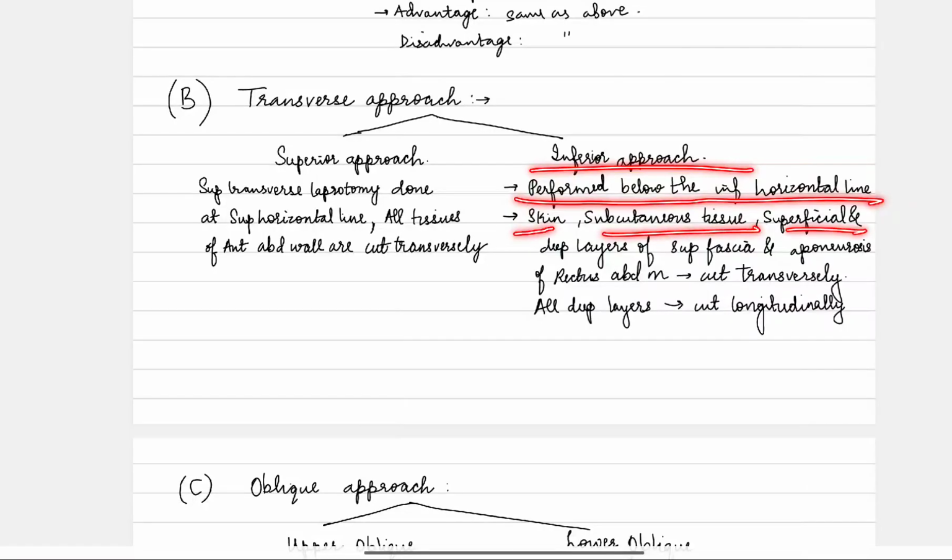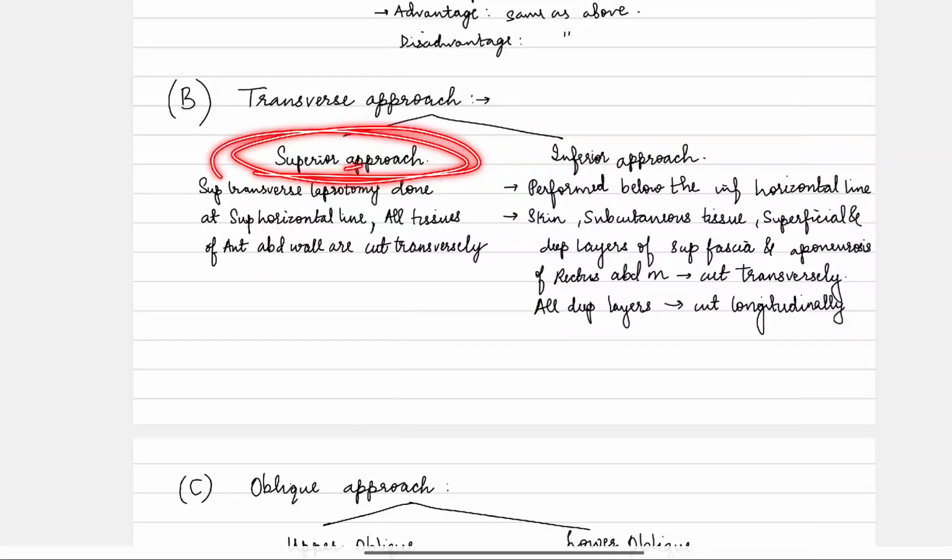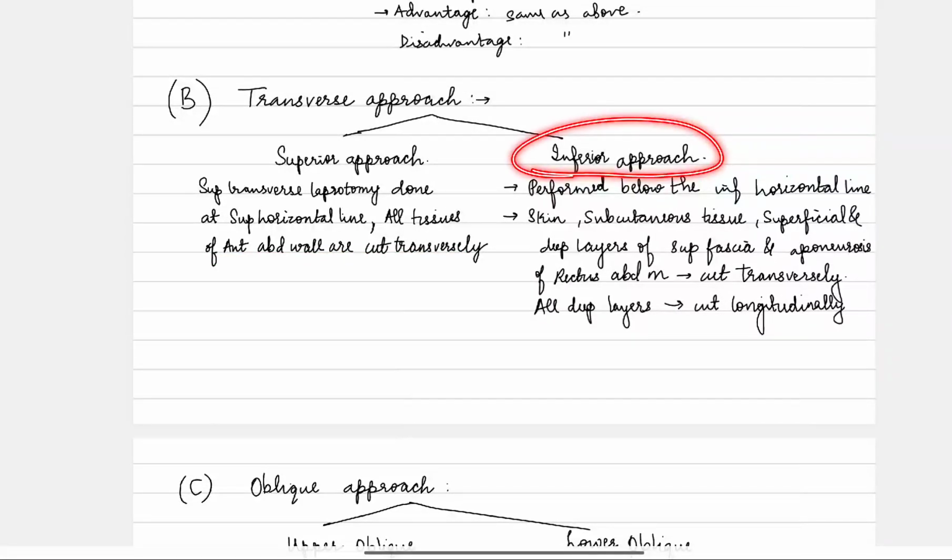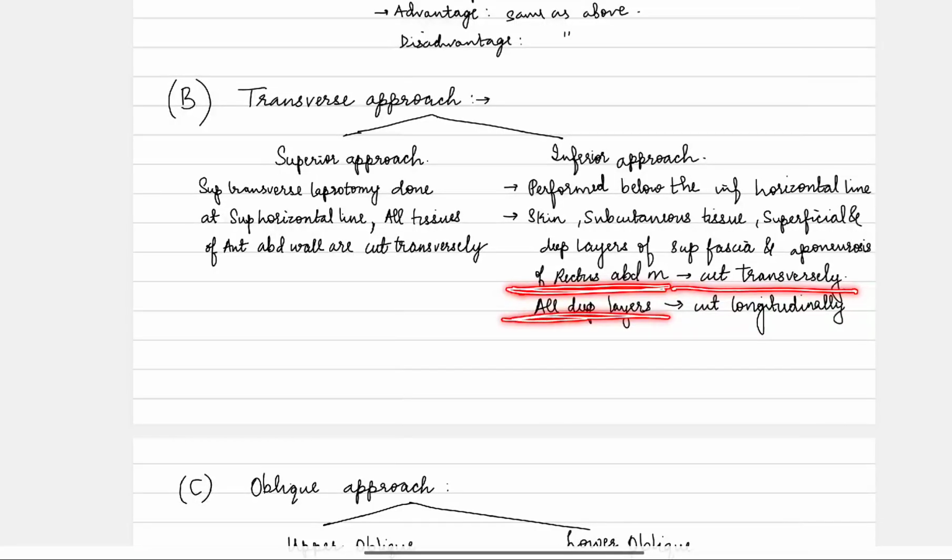Skin, subcutaneous tissue, superficial and deep layer of the superficial fascia and aponeurosis of the rectus abdominis muscle are cut transversely. All deep layers are cut longitudinally. In superior approach, all the tissue of abdominal wall is cut transversely, but in inferior approach, all the superficial layers until the aponeurosis of rectus abdominis muscles are cut transversely, and all the deep layers are cut longitudinally.